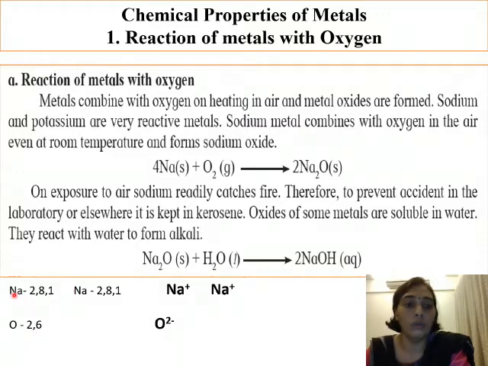By donating 1 electron, sodium will develop 1 positive charge. This sodium will also develop 1 positive charge. And this oxygen here, it is accepting 2 electrons, so it will develop a 2 unit negative charge. Now when you cross the valencies between these two, you will get this formula, that is Na2O. So this is what happens when a metal comes in contact with oxygen, it gets oxidized.